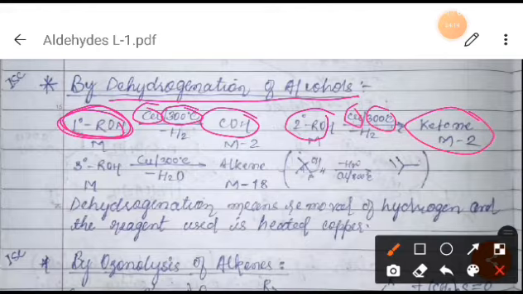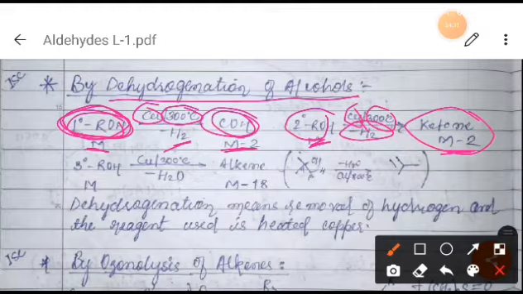Now when we talk about the molar mass, the molar mass will change, right? If suppose M is the molar mass of this, then it will become M minus 2, because H2 is coming out from the reaction. Here also, if the molar mass is M, it will change into M minus 2, because H2 is coming out from the reaction, right?